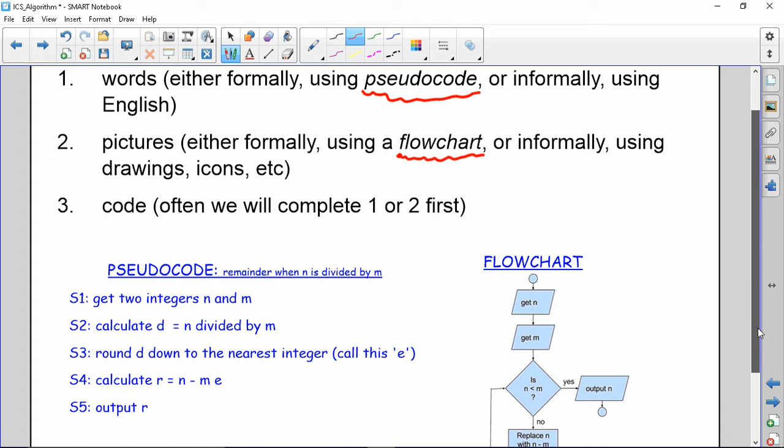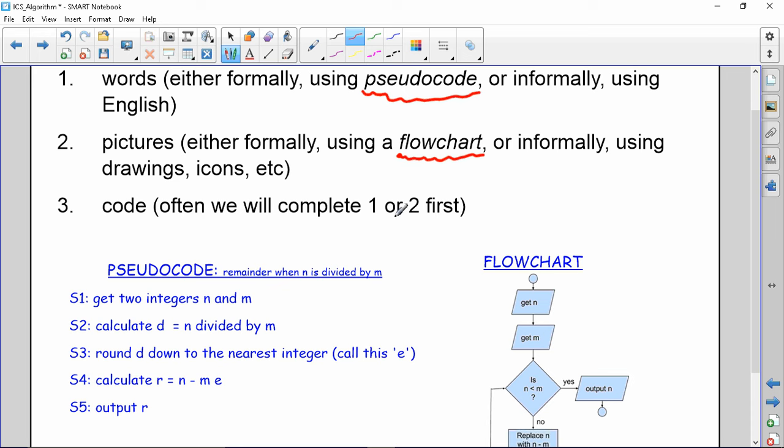Here's a pseudocode. We talked about earlier, one of the algorithms is finding the remainder when one number is divided by another one. So here's the pseudocode. Step one is get the two integers. Step two is to divide n divided by m, and you get an answer d. Step three is to round d to the nearest integer. Call this e, and then you make a calculation, output r.